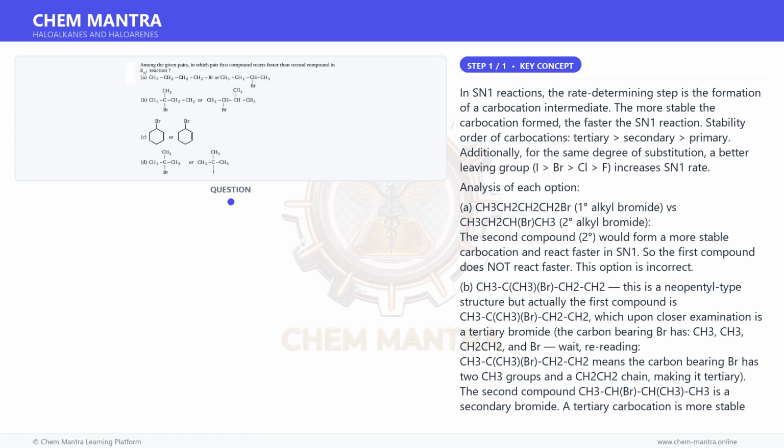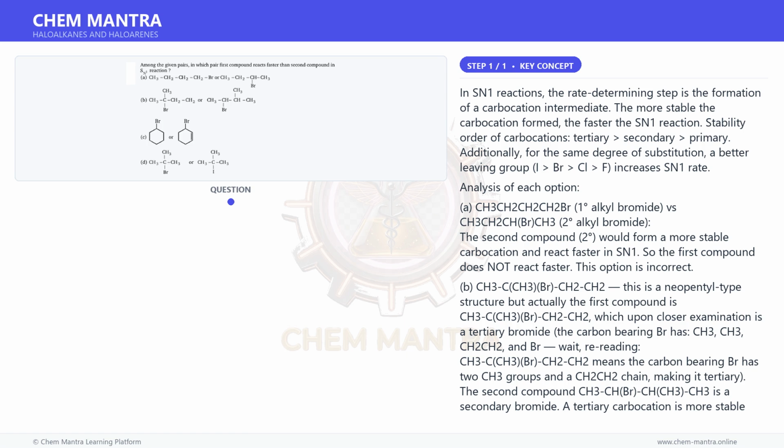Analysis of each option. A. CH3CH2CH2Br, a 1 degree alkyl bromide, versus CH3CHBrCH3, a 2 degree alkyl bromide. The second compound, 2 degrees, would form a more stable carbocation and react faster in SN1. So the first compound does not react faster. This option is incorrect.